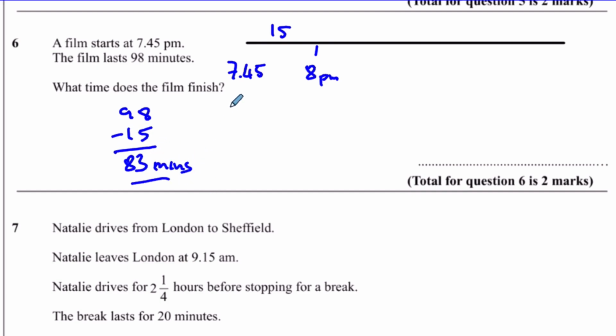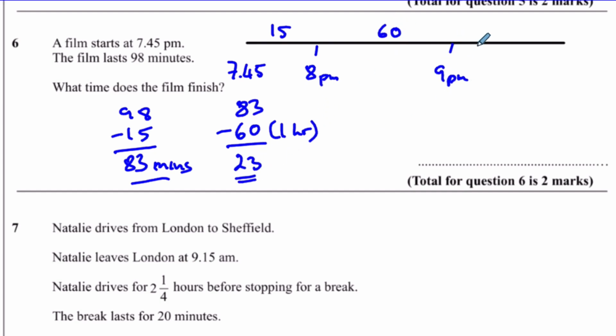If I take off 60 minutes, which is 1 hour, that takes me to 9 p.m. And now I've got 23 minutes left. So what time does the film end? It ends at 9:23.